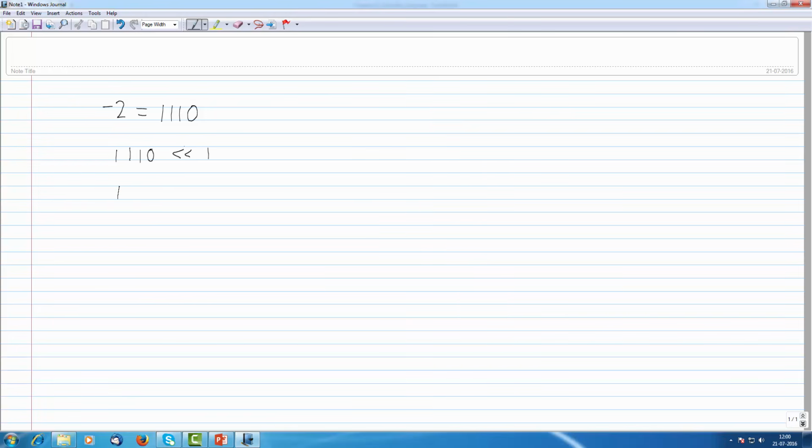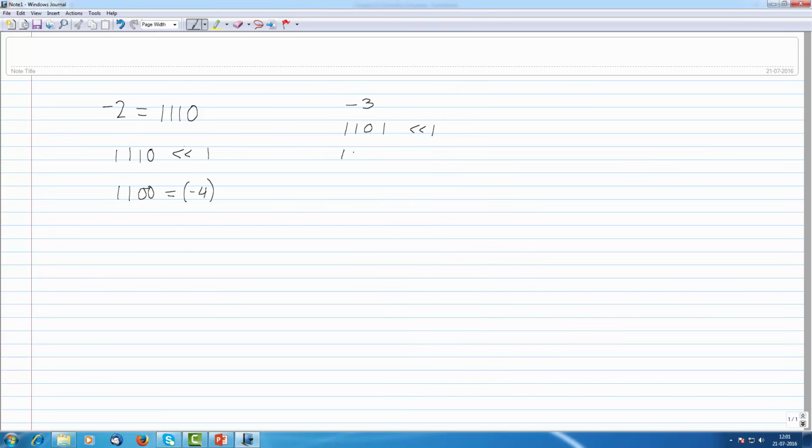Let us take this number and left shift it by 1 position. Then this becomes 1100. So 1100, what is it? It is -4. So we see that it holds. Let's consider one more example, -3. -3's representation in the 2's complement notation is 13, which is 1101. No problem. Now let's left shift it by 1 position.